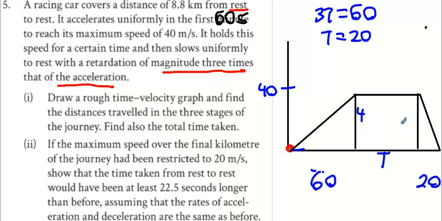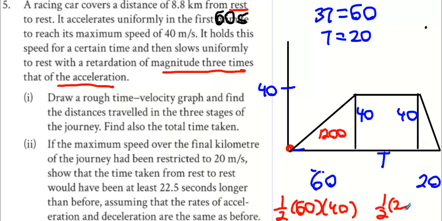Now, we're going to get the total area of this. So what's the area of the first triangle? It's a half times 60 times 40. Yeah, it is 1,200. Good man. And then the part at the end, a half times 20 times 40, which is 400. And then the middle part, 40 times T. 40T, isn't it? Give me a sec, I'll get there. Okay. So, see the 8,800?